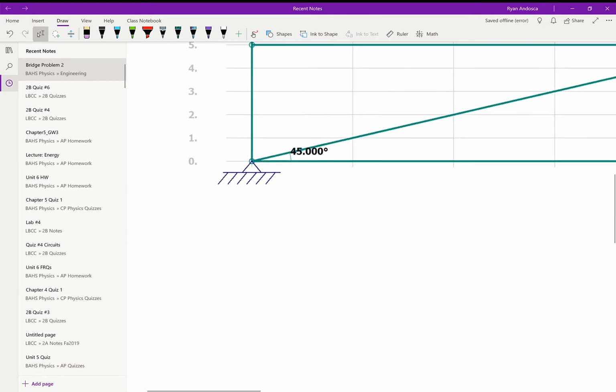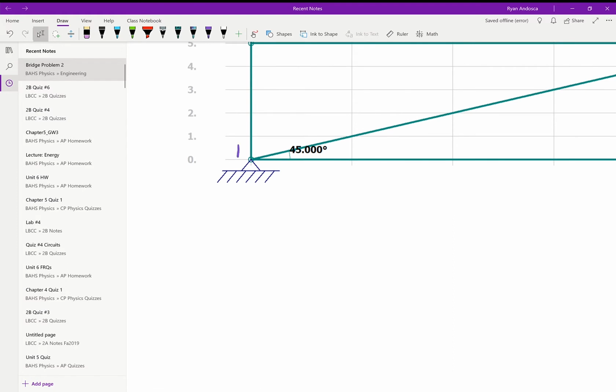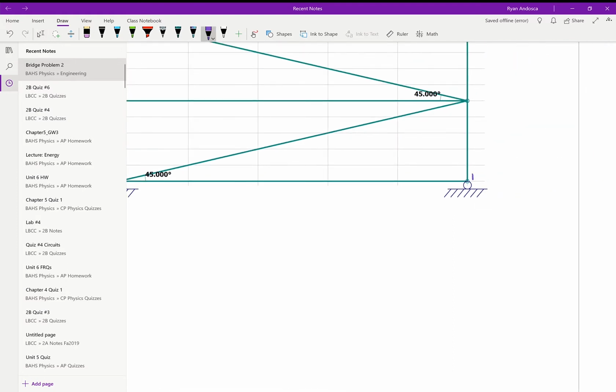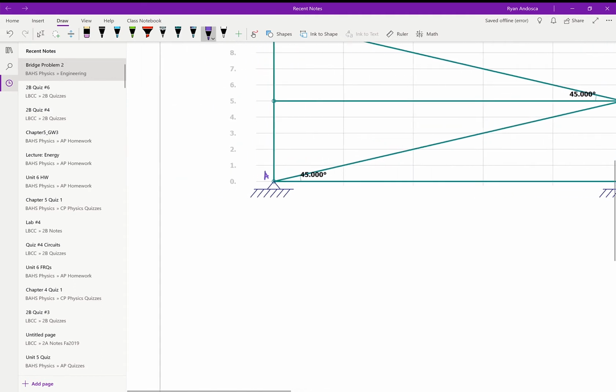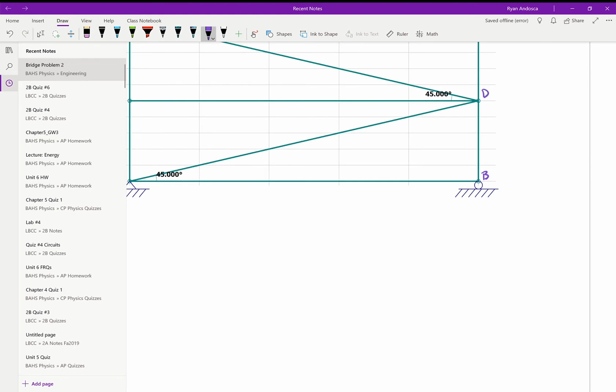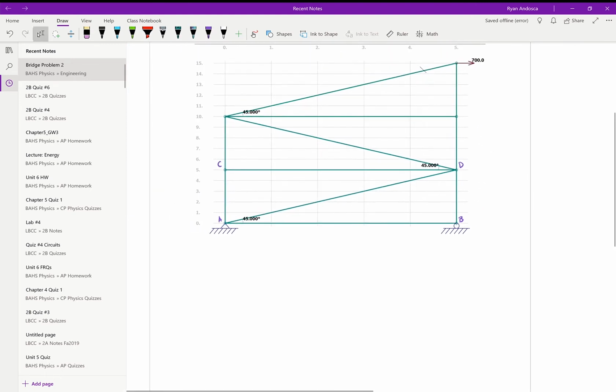Okay, so first thing I'm going to do is start off by labeling each of my points. So that's going to be point A. Over here we've got point B, C, D, E, F, and G. Alright, so it's important to label your points so that you can keep track of where you've been and where you're going, and so you guys can know where I'm talking about.